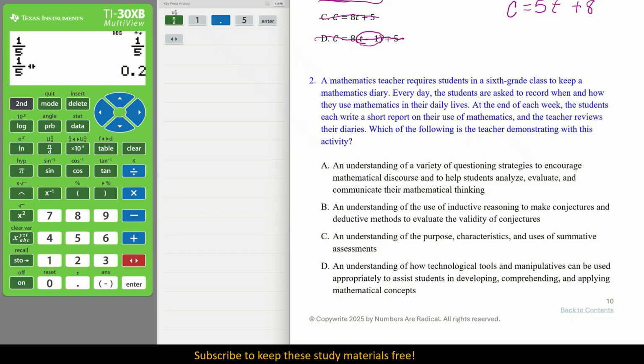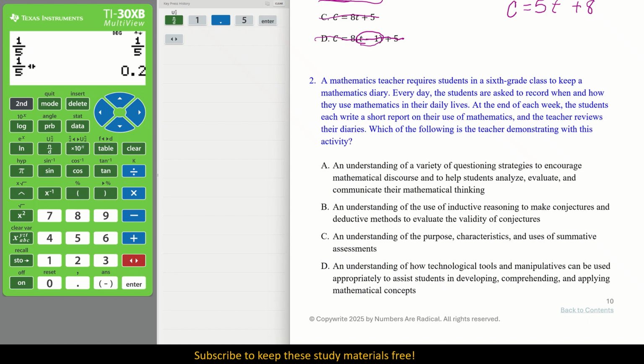At the end of each week, the students each write a short report on their use of mathematics, and the teacher reviews their diaries. Which of the following is a teacher demonstrating with this activity? Okay, so what is the purpose of the teacher for doing this? Well, let's look at what they want from A, B, C, and D. And I have a good idea that it's to make the students relate what they're doing in class to what they're doing in the outside world.